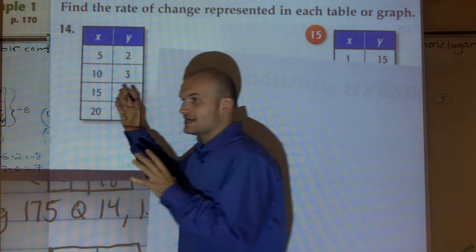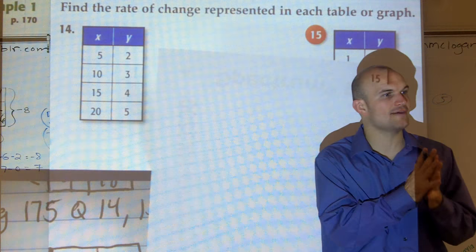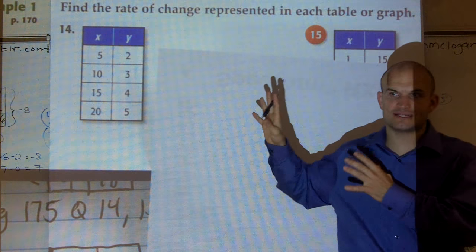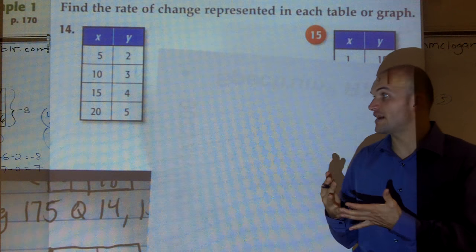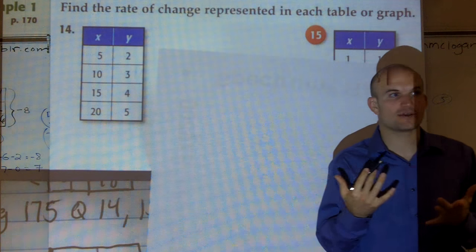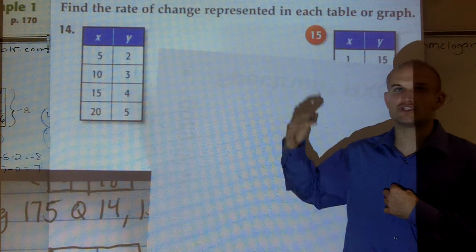So when you guys look at this, remember what rate of change is. When all we have is a table, the rate of change is going to be our change in our y values, which is our dependent values, compared to the change in the x values. So what I need to do for this table is say, how are our values changing?